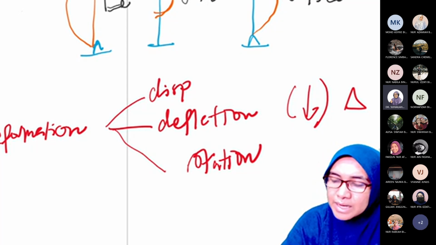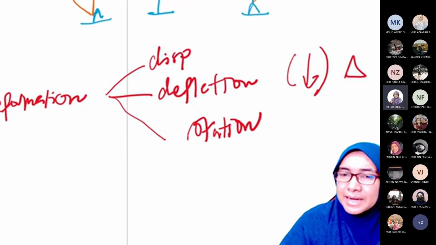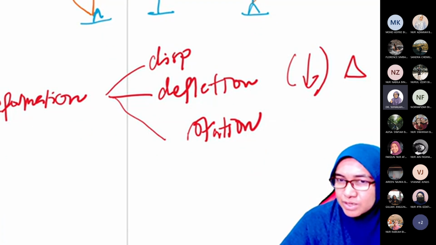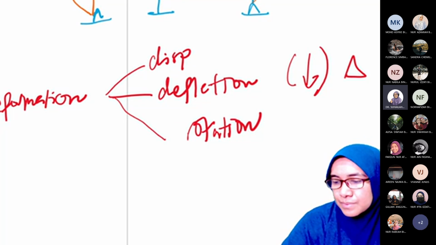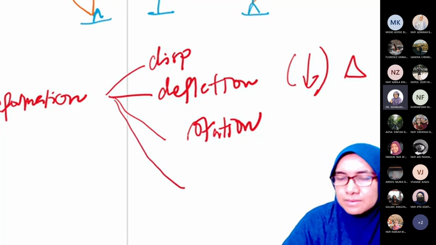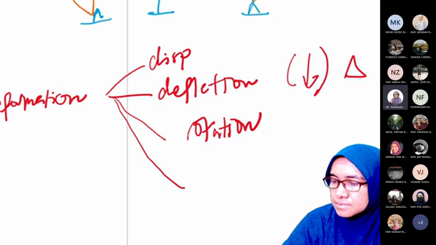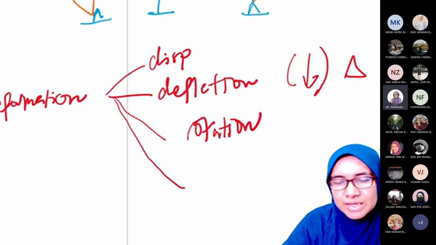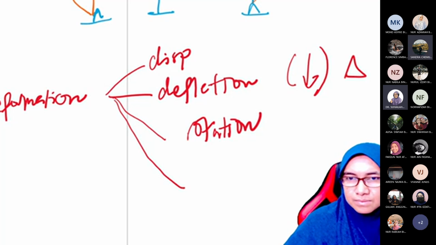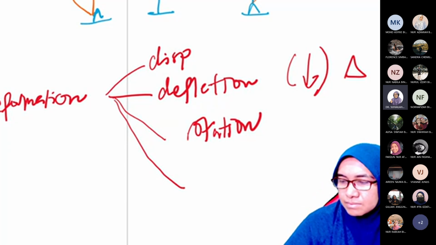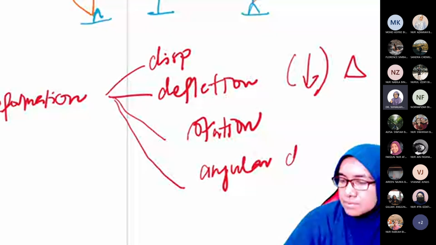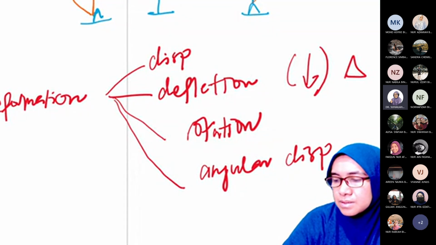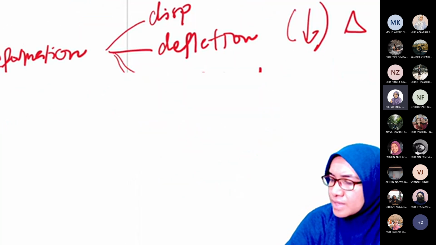Ada lagi nama lain. What is nama lain for rotation? Selain daripada we call as rotation. Okay, Z displacement we call as rotation. Ada nama lain tak for rotation? Ada tak nama lain for rotation? Nama lain for rotation? Angular displacement. Okay, other than angular displacement? Just a simple word. Rotation, ada nama lain for rotation?